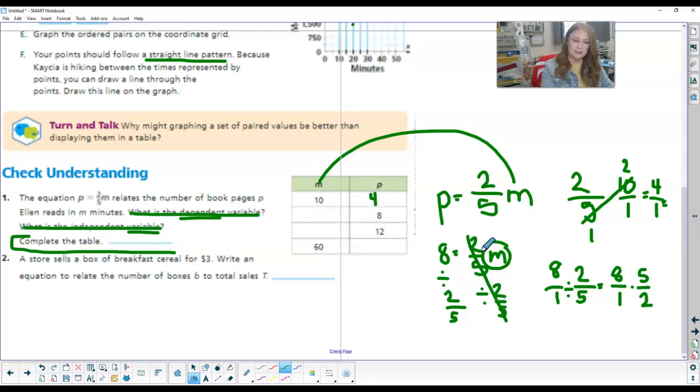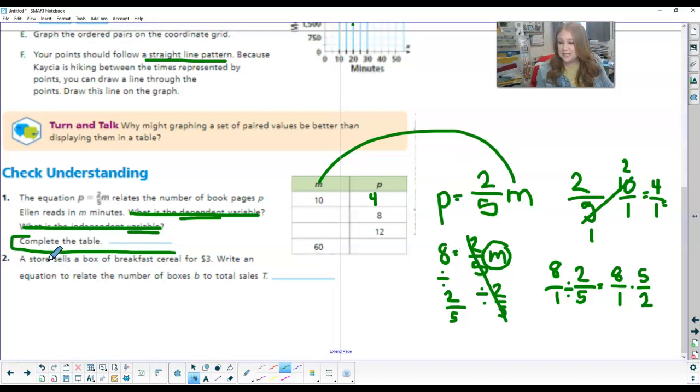So when we know P, we've got this multiplication problem, we have to turn it and divide. And when we know M, we just have to multiply because we're looking for P, and P's already by itself. So go ahead and finish that table there.